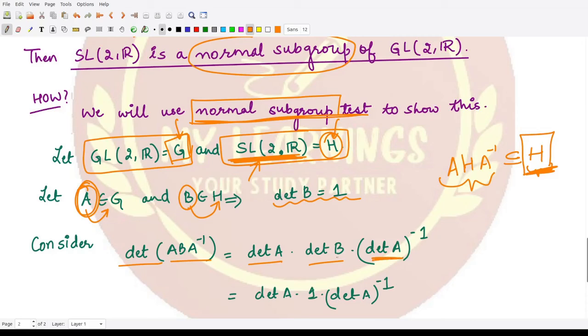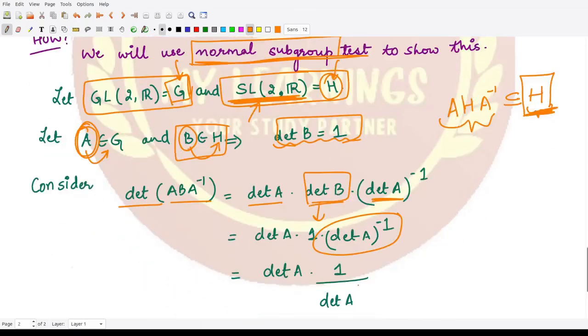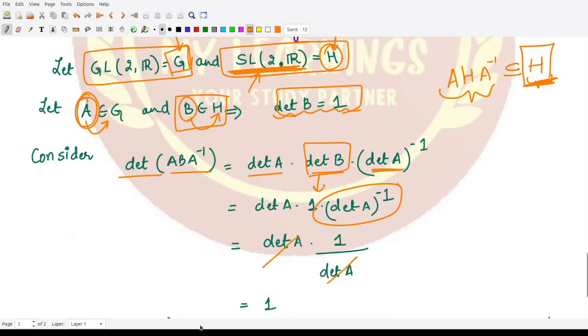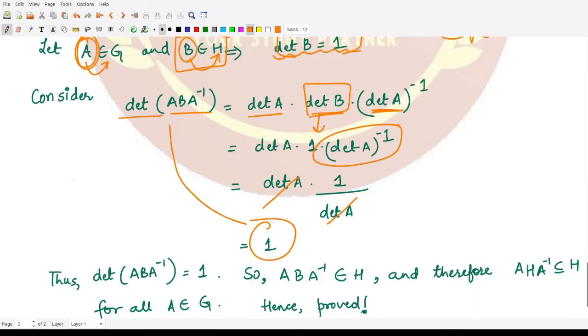Now, because B was a member of the special linear group, its determinant is obviously 1. So using this here, its determinant is equal to 1. So we are left with determinant of A multiplied with determinant of A inverse. So you can write this thing as 1 divided by determinant of A. So both of them cancel and we are left with the number 1. So we have the determinant as equal to 1.